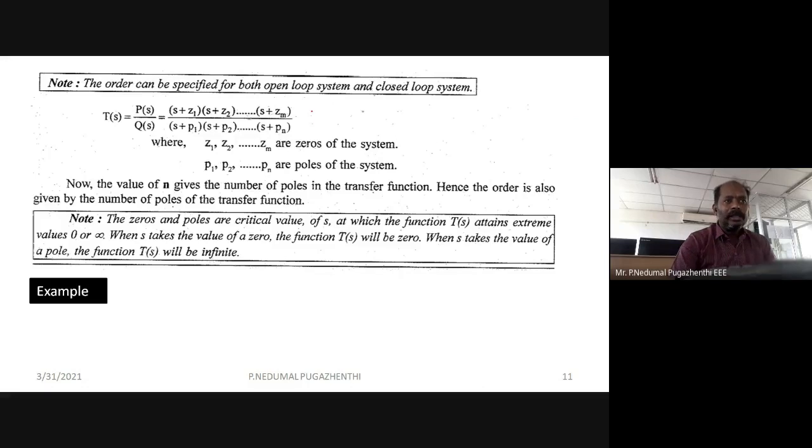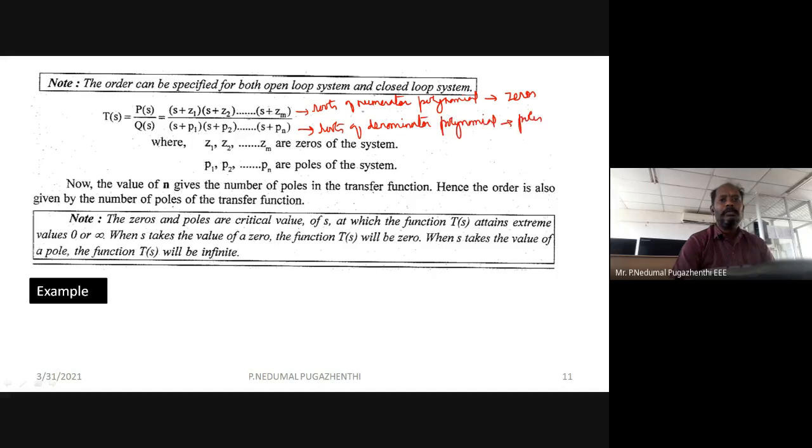I think I have given you the idea about zeros and poles already. The roots of the numerator polynomial or equation, we call as zeros of the system, and the roots of the denominator polynomial are called poles of the system. For example, I have s plus 3 divided by s plus 1 into s plus 2.